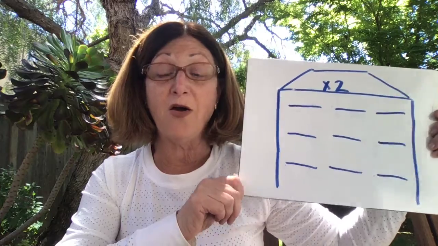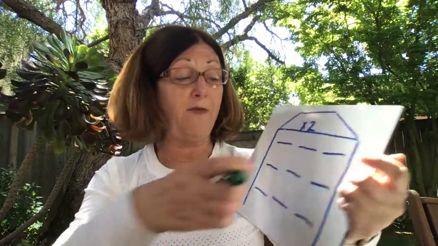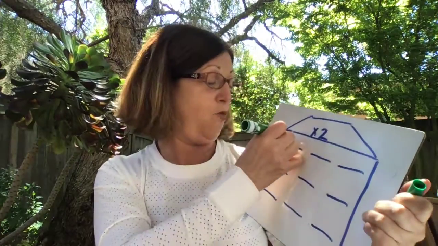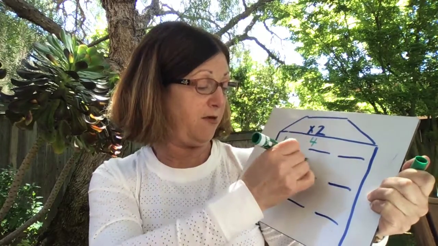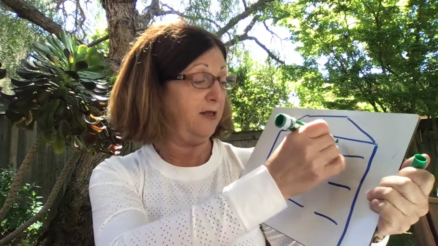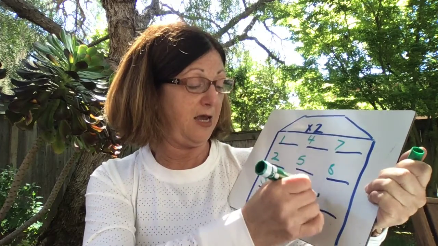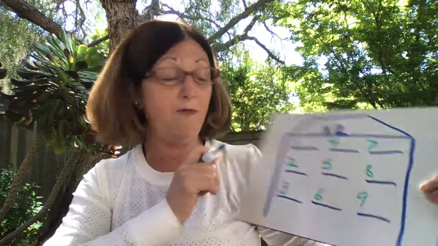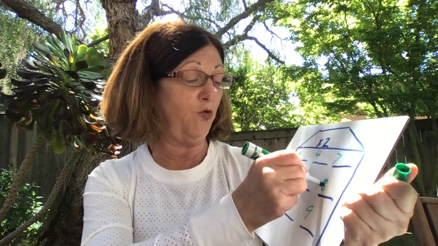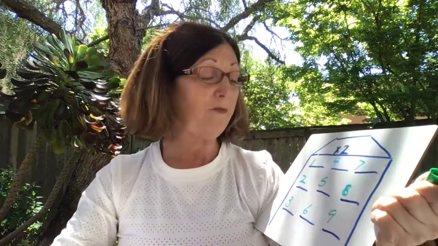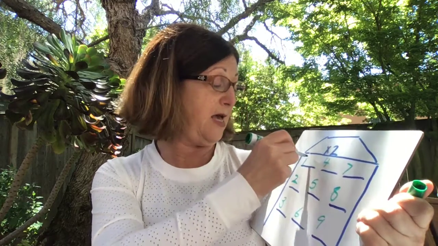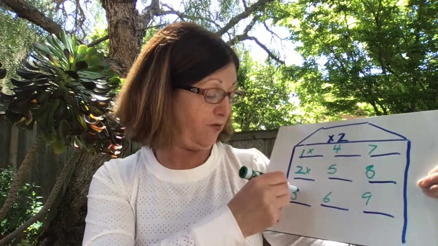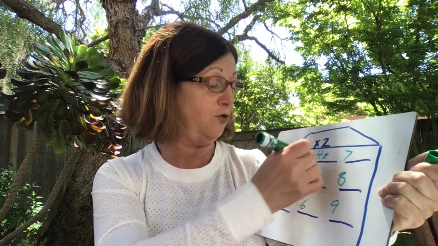I'm going to label them. The 1, the 2, the 3, the 4, the 5, the 6, the 7, the 8, and the 9. These are all the bedrooms. I'm going to make that 8 look a little bit more like an 8. And then what we do is we write the X, which stands for multiplication, in each of the bedrooms.